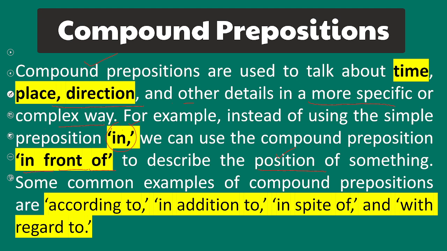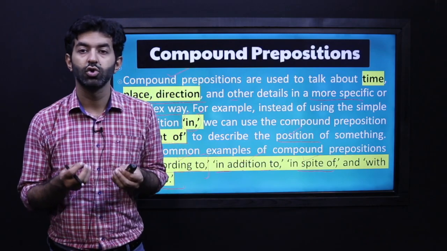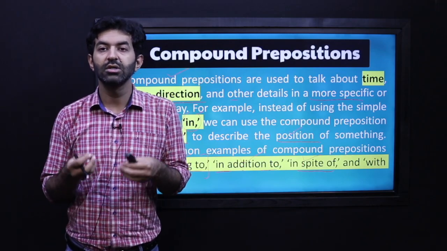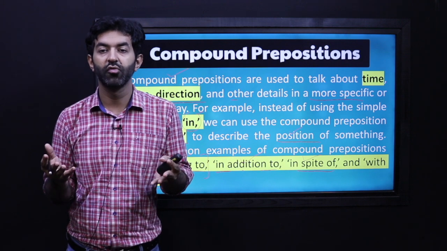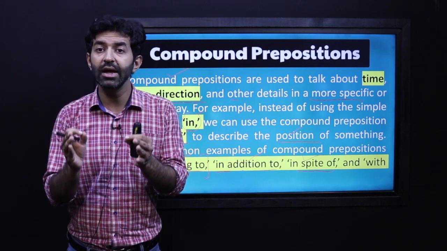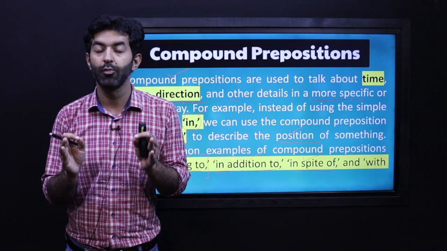Some common examples of compound prepositions are according to, in addition to, in spite of, and with regard to. You can see this is a two-word compound preposition and these are three-word compound prepositions. And they are working together to show a place, a position, time, location, movement as well, but in a very detailed manner, unlike single prepositions.